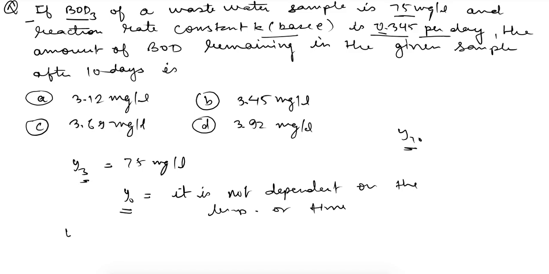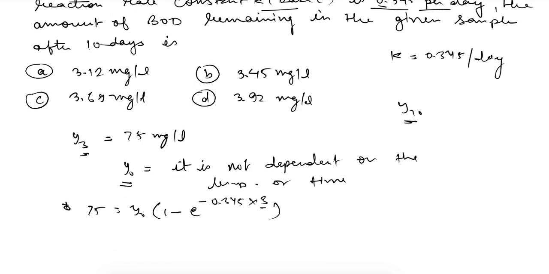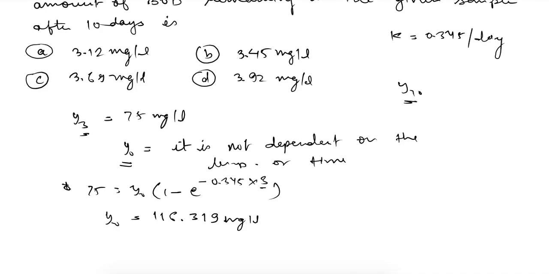So I am directly applying the formula: 75 is equal to y0 into 1 minus e to the power minus k t, where k is given as 0.345 per day, so e to the power minus 0.345 into 3, for 3 days. From here, if we find y naught, it is equal to 116.319 milligrams per liter.